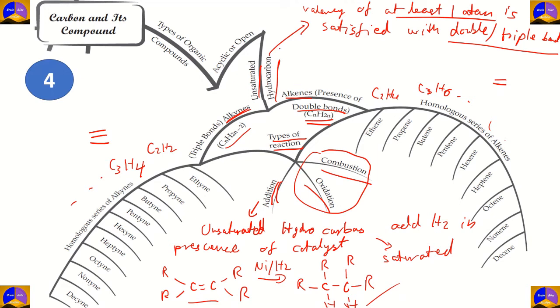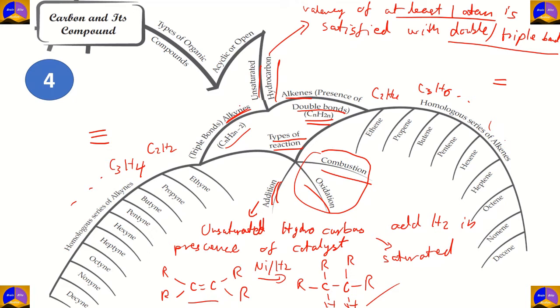So that's all about unsaturated hydrocarbons. You learned about the two types of unsaturated hydrocarbons based on which bond is used to satisfy the valency. You looked at their general formula and the homologous series, or at least a part of that. And then we looked at the types of reactions where addition is the most important when it comes to unsaturated hydrocarbons. Combustion and oxidation were already discussed in the previous section.